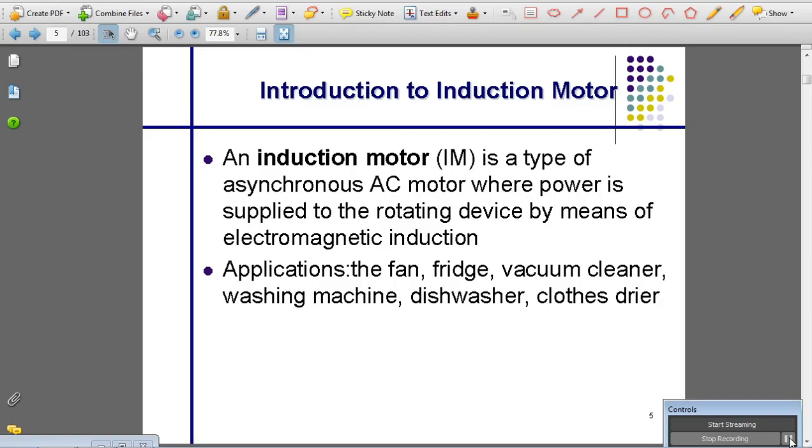An induction motor is a type of asynchronous AC motor where power is supplied to the rotating device by means of electromagnetic induction. It means that there is no direct connection between the stator part and the rotor part. The rotor gets the supply by the concept of induction, similar to the concept in a transformer, so the analysis is quite similar to that of a transformer. The application of induction motors can be found in the majority of our home appliances: fan, fridge, vacuum, and so on.